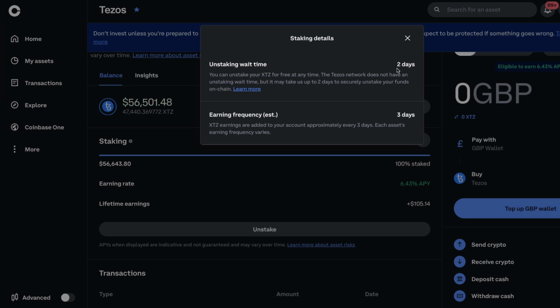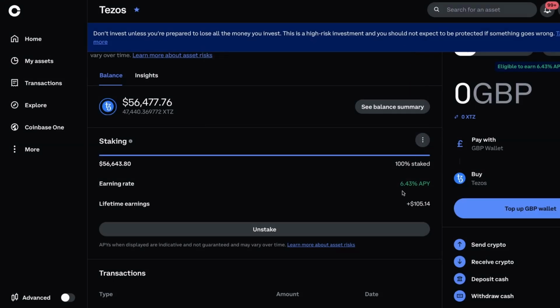If I want to put, say, $2,000 into Tezos staking and then the price goes up, I'm stuck waiting 2 days before I can have it freed up to sell. So definitely keep that in mind. But the reason why I have quite a lot of money in Tezos is because the unstaking time is quite low still. 2 days isn't too bad, and you're getting 6.43. So to me, that's quite a good deal.